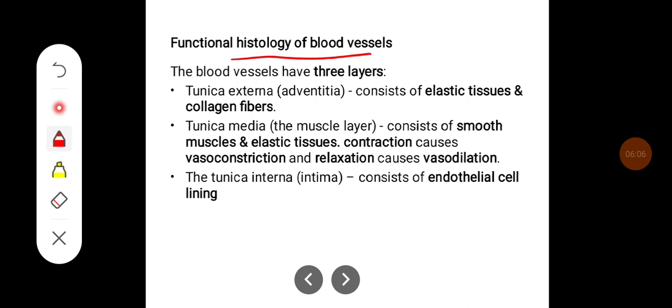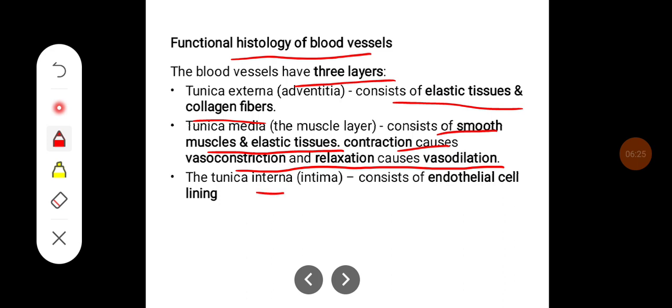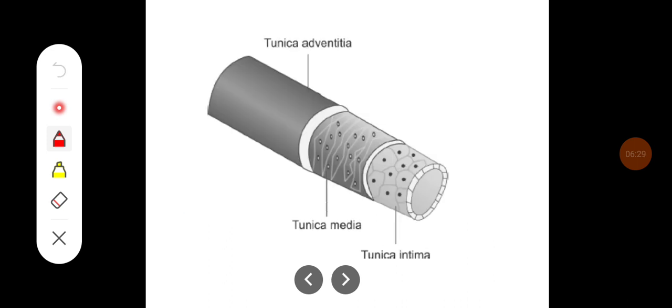Functional histology of blood vessels. The blood vessels have three layers. Tunica externa, that is adventitia, consists of elastic tissue and collagen fibers. Tunica media consists of smooth muscle and elastic tissues. Contraction causes vasoconstriction and relaxation causes vasodilatation. The tunica interna, that is intima, consists of endothelial lining.